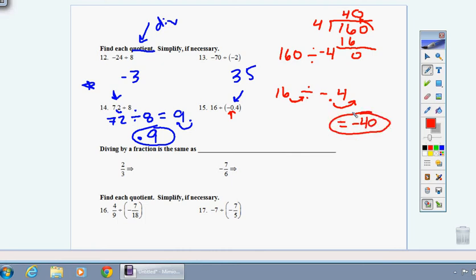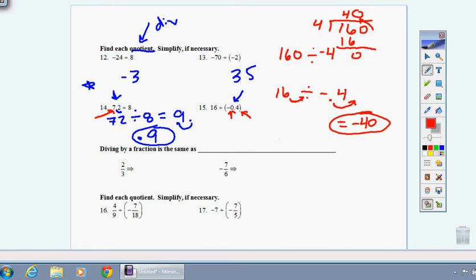40. So if you have to rewind this video and watch those two examples again, please do it. But know the difference between solving a problem where the decimal number is after the division sign as opposed to solving a problem where the decimal is before the division sign.